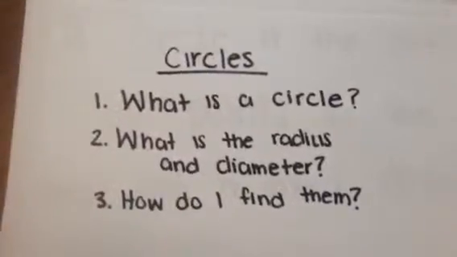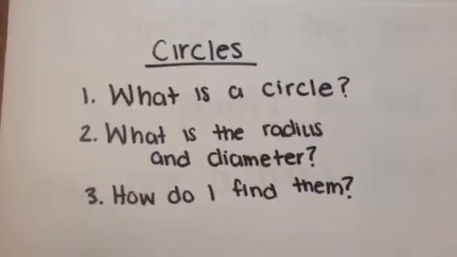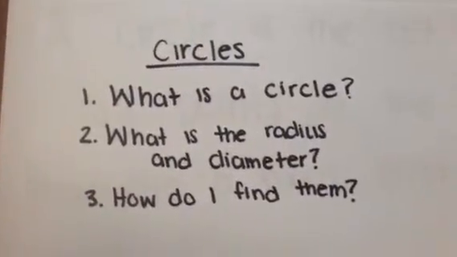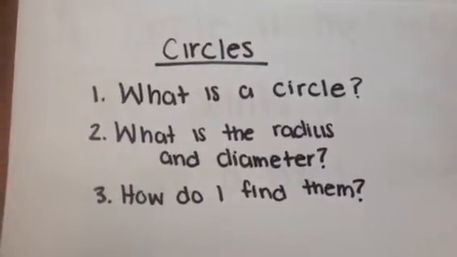Okay, today we're going to be talking about circles. We're going to be talking about three different things. We're going to find out what a circle is, what the radius and diameter are, and how do we find them. First, we need to figure out what a circle is.